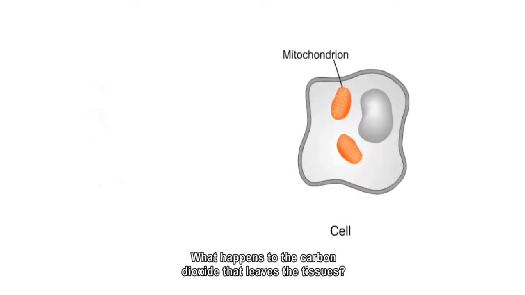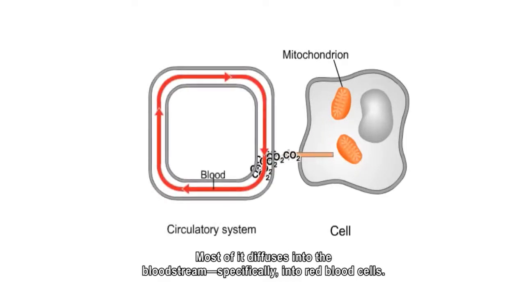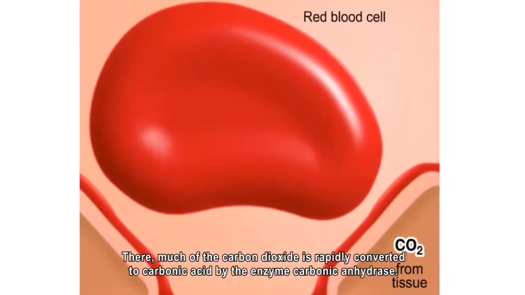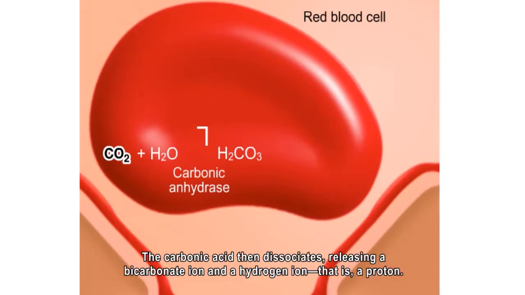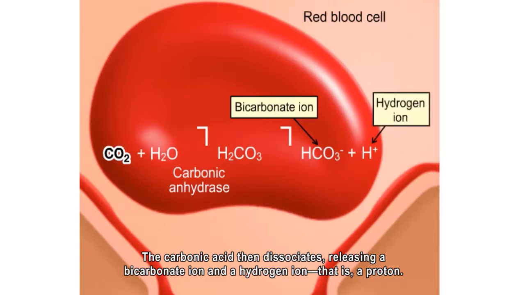What happens to the carbon dioxide that leaves the tissues? Most of it diffuses into the bloodstream, specifically into red blood cells. There, much of the carbon dioxide is rapidly converted to carbonic acid by the enzyme carbonic anhydrase. The carbonic acid then dissociates, releasing a bicarbonate ion and a hydrogen ion, that is, a proton.